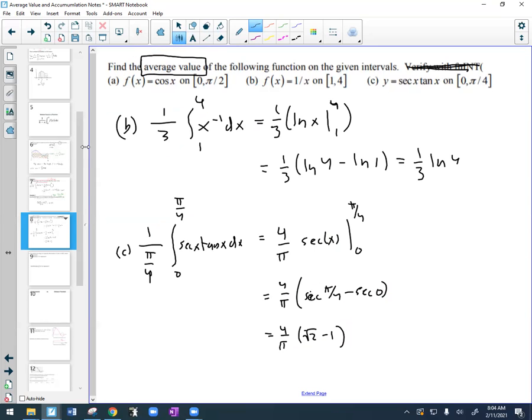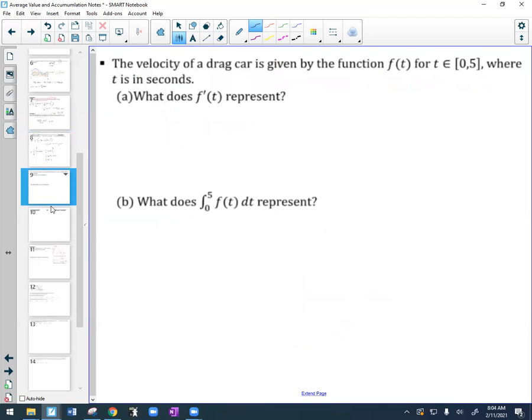Some kind of relatively quick notes about accumulation now. The velocity of a car is given by this function f of t for 0 to 5. What does the derivative of that function represent? Derivatives are rates of change. And if this function is a velocity, the rate of change of velocity is acceleration. That's important to know. On these AP tests, they tend to start with velocities because you can go both directions. And what I mean is, what does the integral represent from 0 to 5?